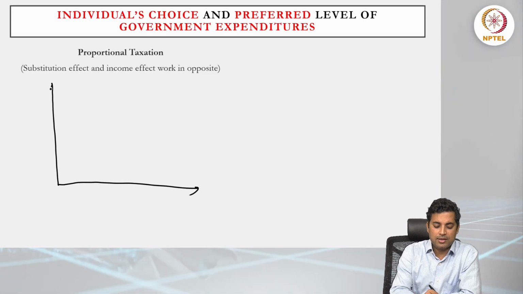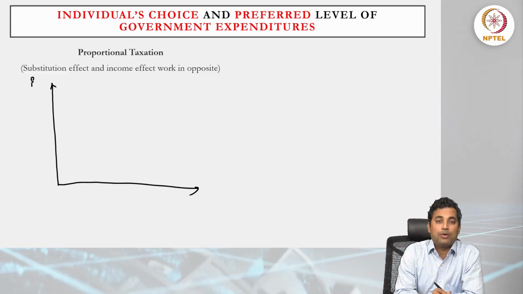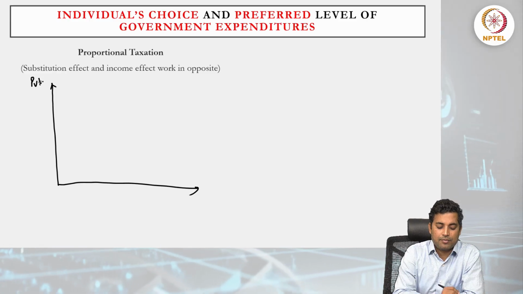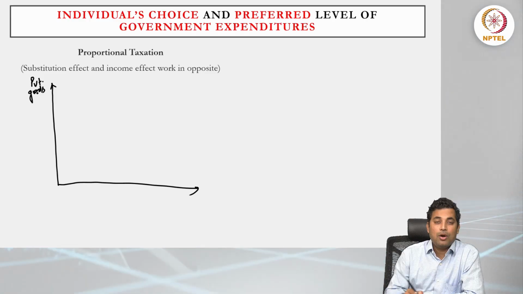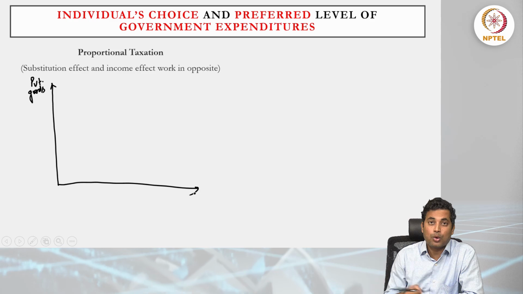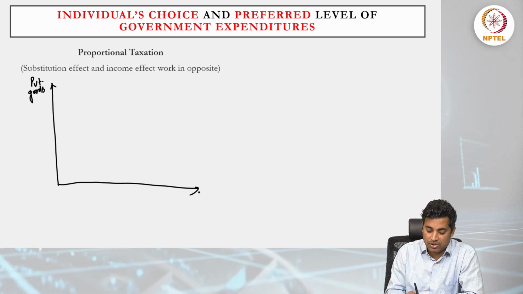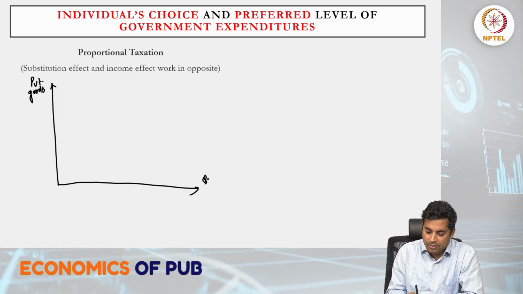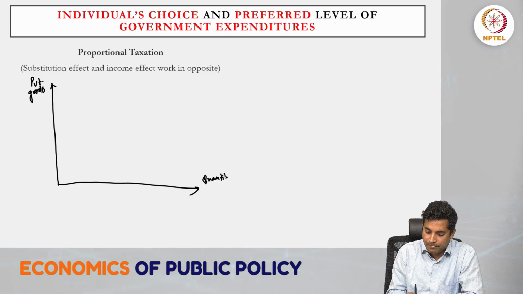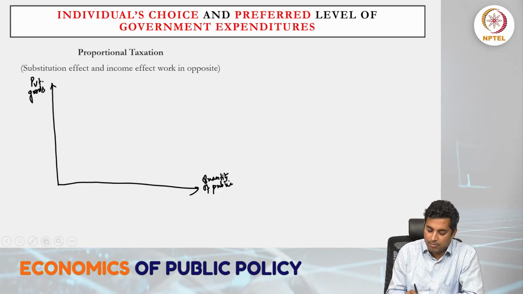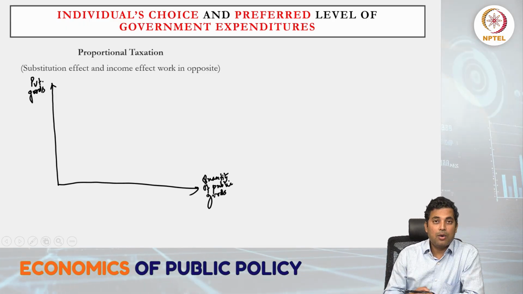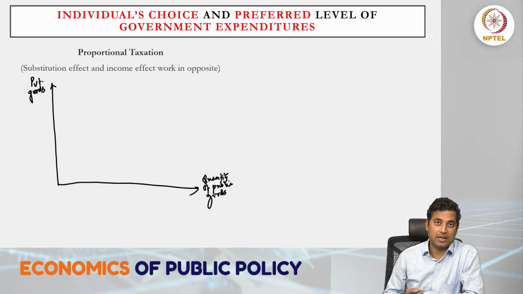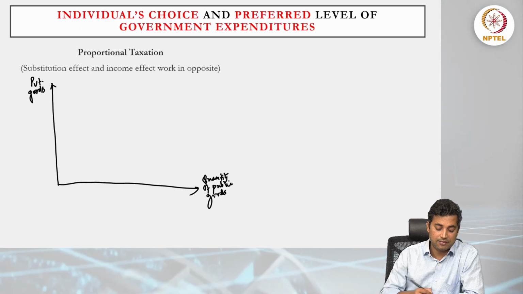Here we consider two commodities. Along the vertical axis we are assuming we are measuring public goods. On the horizontal axis, which is the core debate of this particular lecture, is the quantity of public goods. So now again we will take the help of budget constraint and then indifference curve.